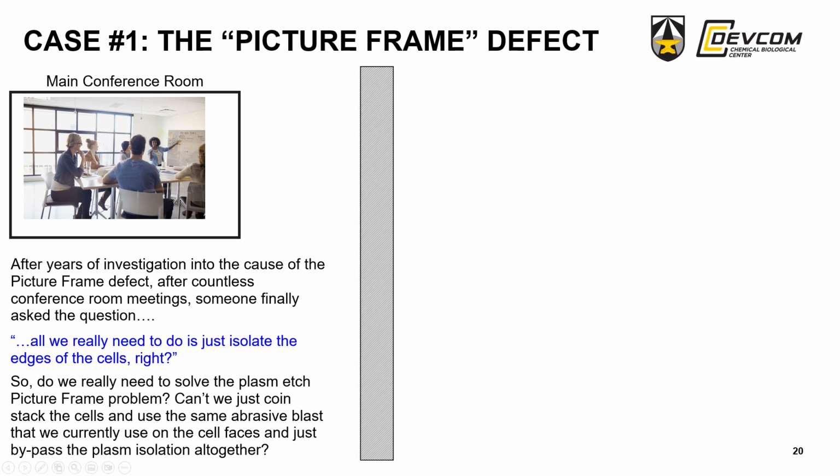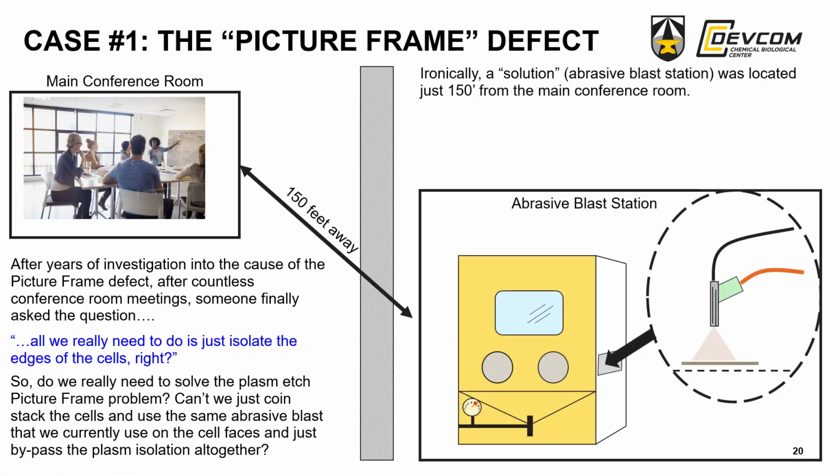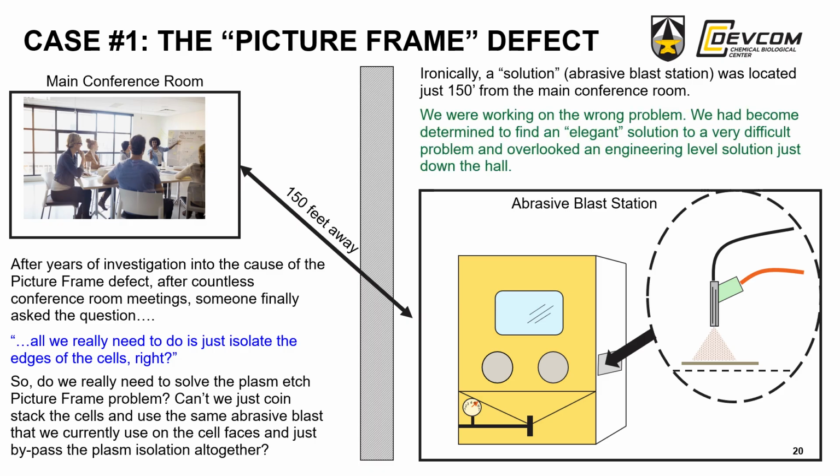And the layout was through the wall here, about 150 feet away, was this abrasive blast station, and it's blasting the surfaces of the cells because we were reclaiming single crystal cells from the integrated circuit industry, so we had to rough up the surface before we went into our caustic etch. But it's only doing the surfaces. So someone had proposed this idea, and then we're thinking, well, maybe we're working on the wrong problem. Do we really have to come up with a scientific solution to this plasma etch when we've got this abrasive blast that may work just as well down the hall?